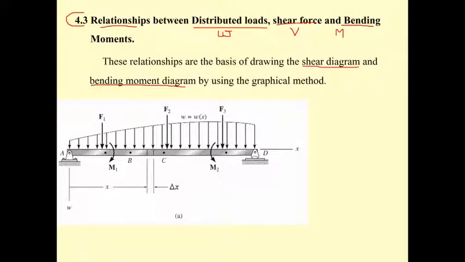Let's take a look at the beam in front of us. It has a pin support at A and a roller support at D. This beam is a statically determinate beam. It's subjected to a uniformly distributed load. No, sorry, the distributed load here is not uniform, and there are point loads F1, F2, and F3, and also the moments M1 and M3.